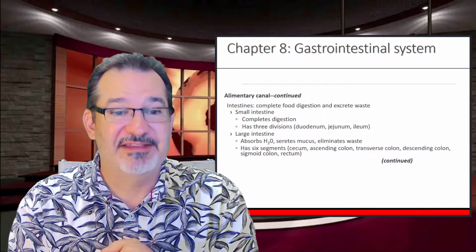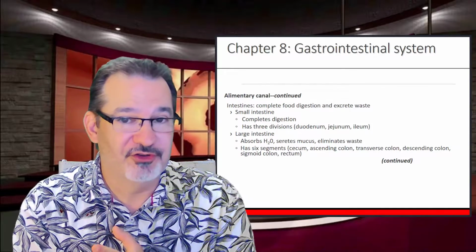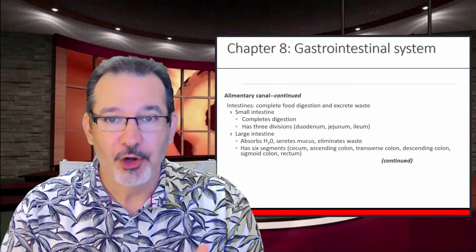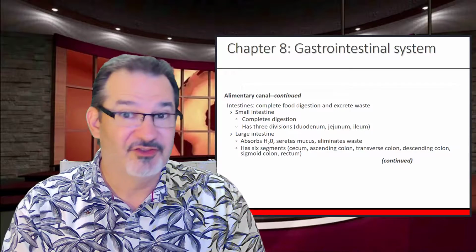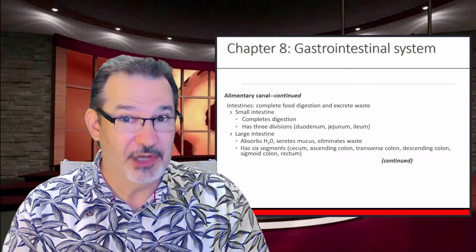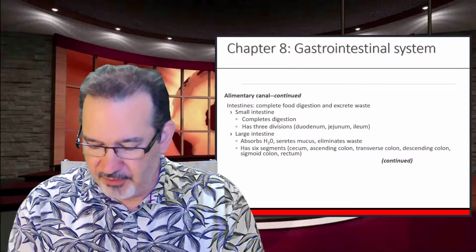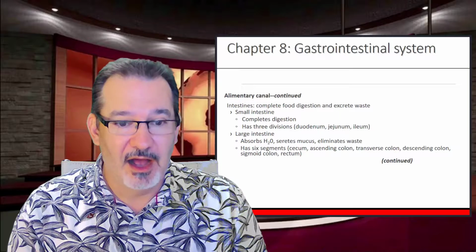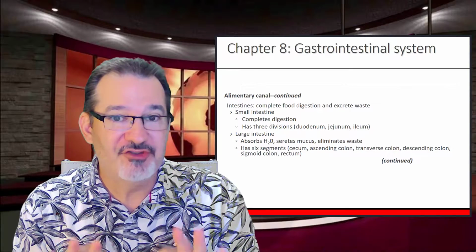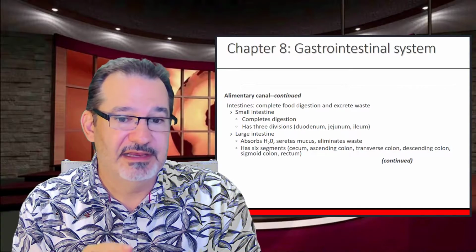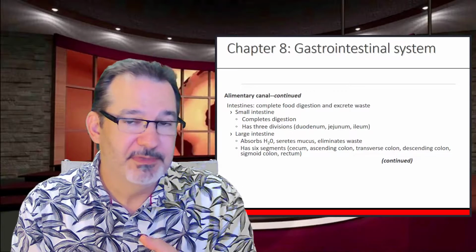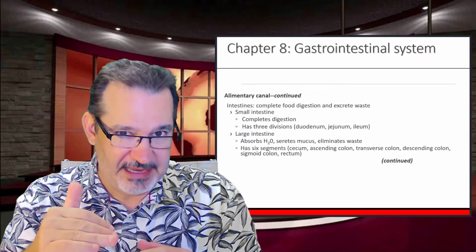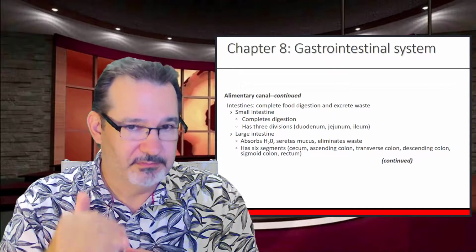Okay, so let's see. Intestines, the small intestine and the large intestine. The thing that's kind of a misnomer about the small intestine is that it's small, and it's not. It's about 20 feet long. Okay, so the small intestine is fairly sizable. All right. There's three major divisions: the duodenum, the jejunum, and the ileum. Now, I always remember that as DJI: duodenum, jejunum, ileum.